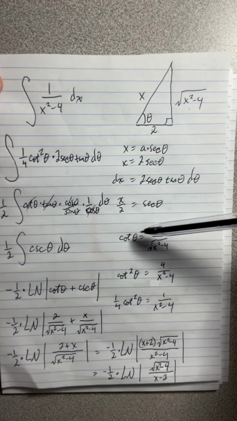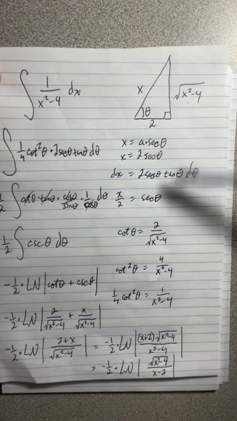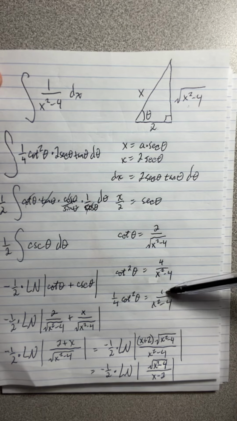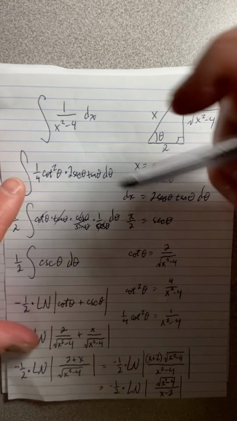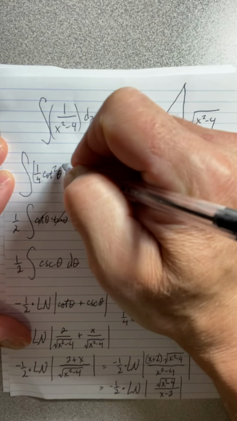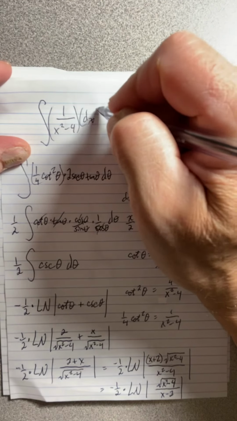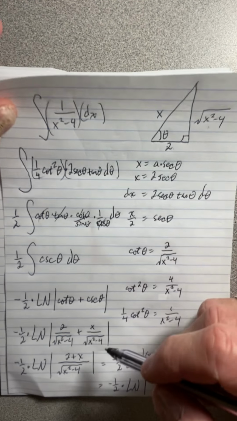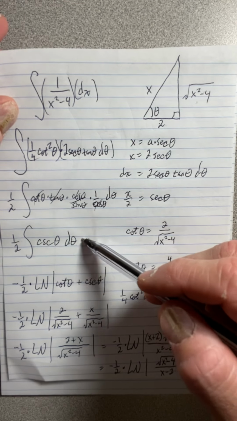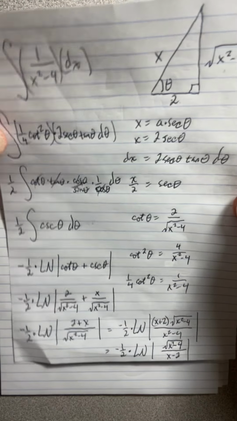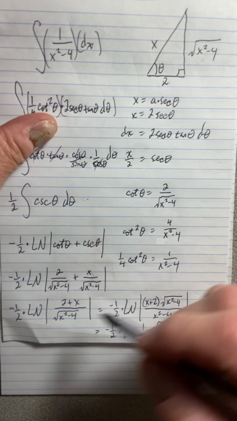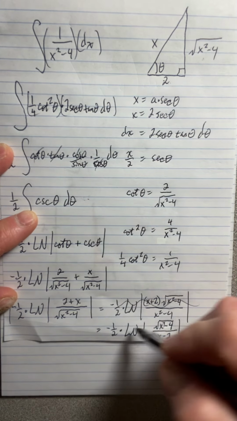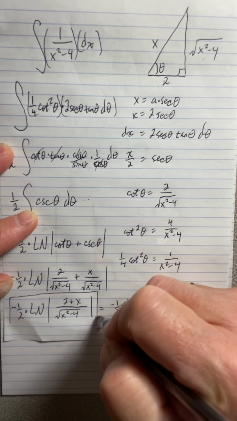I realized that cotangent would be 2 over this. Cotangent squared would be 4 over this without the radical. And then I took a fourth of cotangent squared to get 1 over x squared minus 4. So I could replace this with 1/4 cotangent squared. I could replace dx with the 2 sec theta tan theta d theta. I integrated. I had to use the cosecant trick. And I ended up with this function right here. I was over here rationalizing. There's no reason to rationalize. I don't know why I was doing that, and I got carried away with my own work.